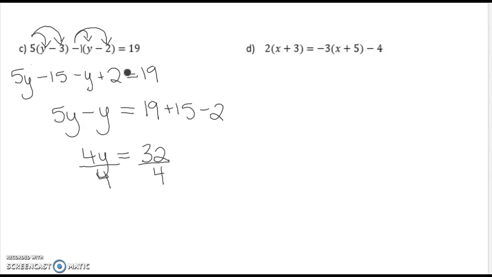4 goes into 4 once. Okay, so we're left with 1y. And then 32 divided by 4 gives us 8. So there's your final answer there.